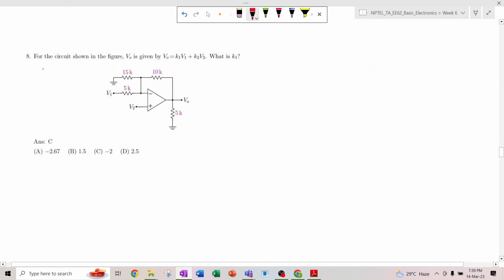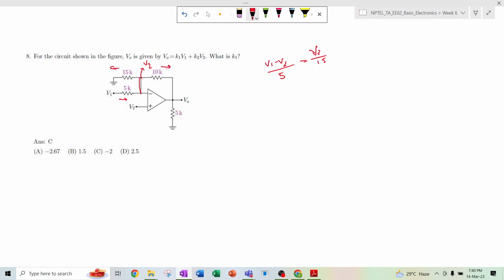The next question, for the circuit shown in the figure, VO is given by VO equal to K1 V1 plus K2 V2. So what is the value of K1? It is also a negative feedback. So if V2 is applied over here, this entire terminal potential is V2. Here V1, if we apply the KCL, V1 minus V2 divided by 5K is equal to V2 divided by 15K plus V2 minus V0 divided by 10.